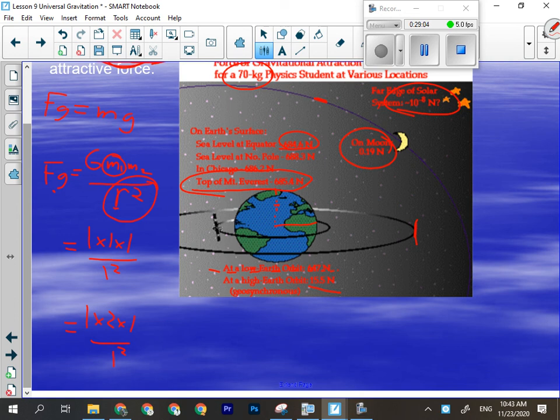2 times more. Mass has a linear relationship. Any change in mass will cause a linear change in weight. Any change in radius, or separation distance, will have an inversely exponential effect. I double my separation distance, there's 1/4 of the gravitational attraction.